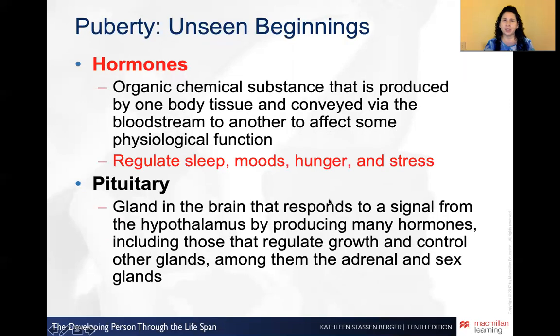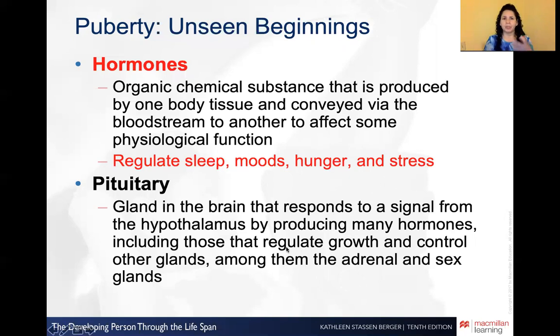So why does puberty happen? We have a download of hormones. It's like your body's internal clock signals that there are going to be all these changes. These hormones, which are little chemical substances, affect us. Our hormones regulate everything: how you sleep, what mood you're in, whether you're hungry, whether you're stressed out, whether you're horny. A lot of this is regulated by our hormones, and they play a huge role.